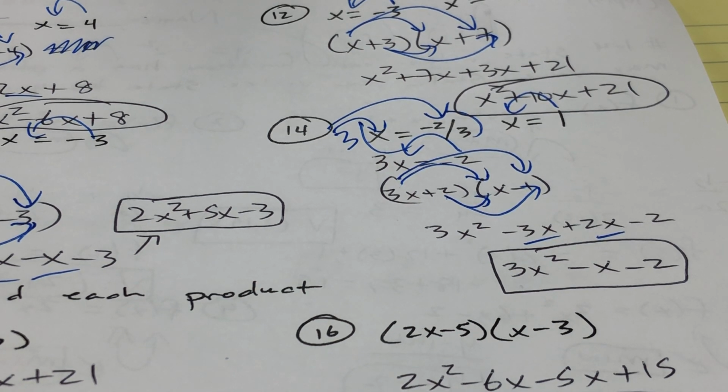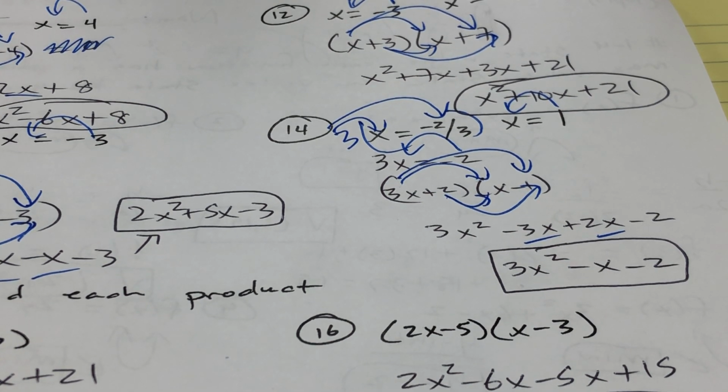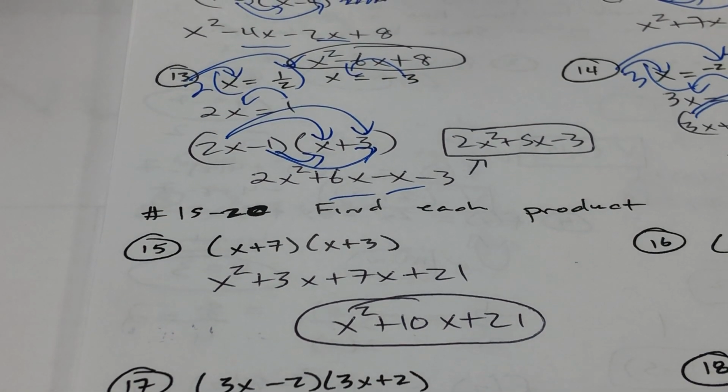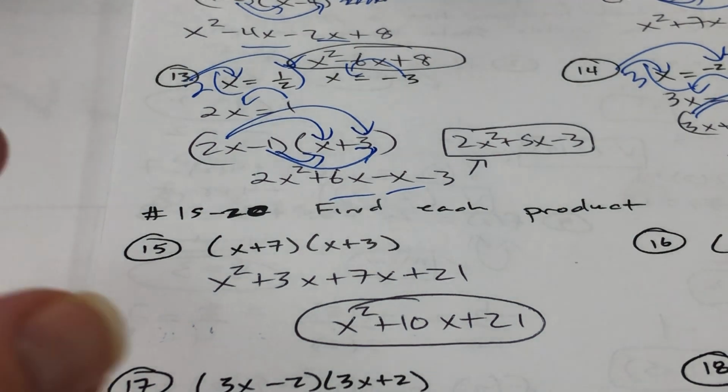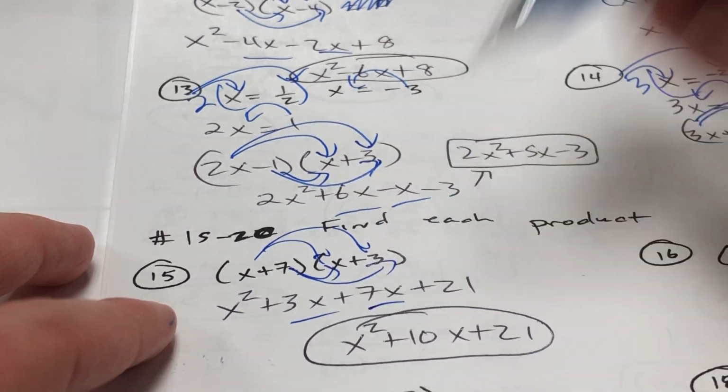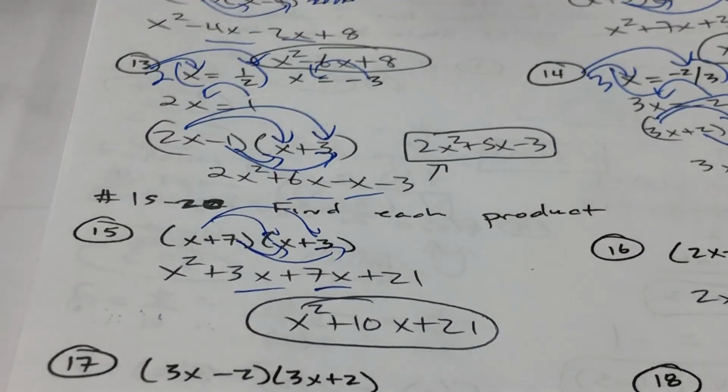Speaking of that, I'm going to give the answers quickly to 15 through 20. That is all from Algebra 1. Let's take a look here. First, outer, inner, last. I'm just going to draw the arrows to show you how I was multiplying. I think we can simplify these well enough. Again, pause this whenever you need to.